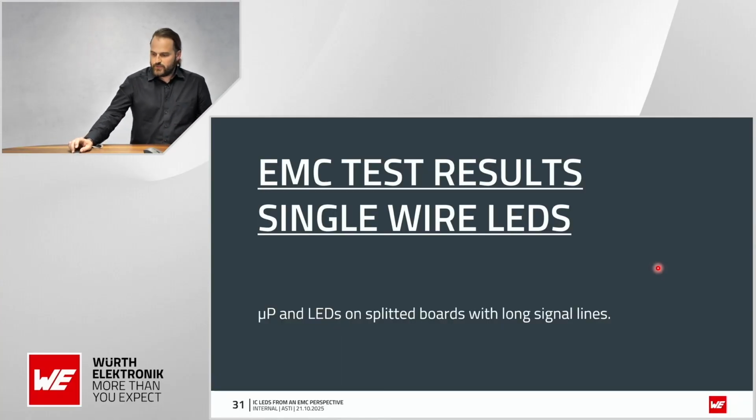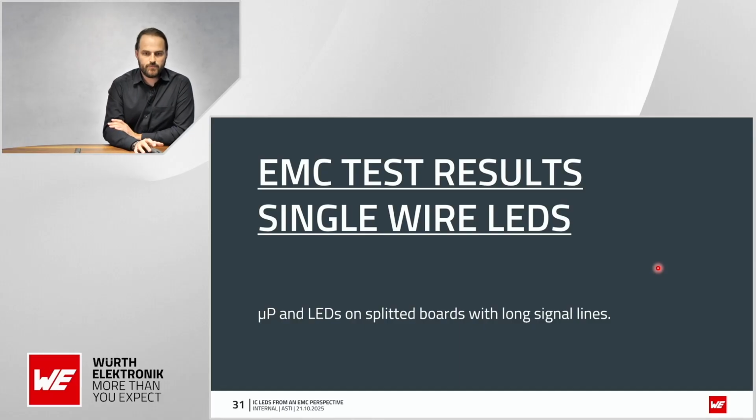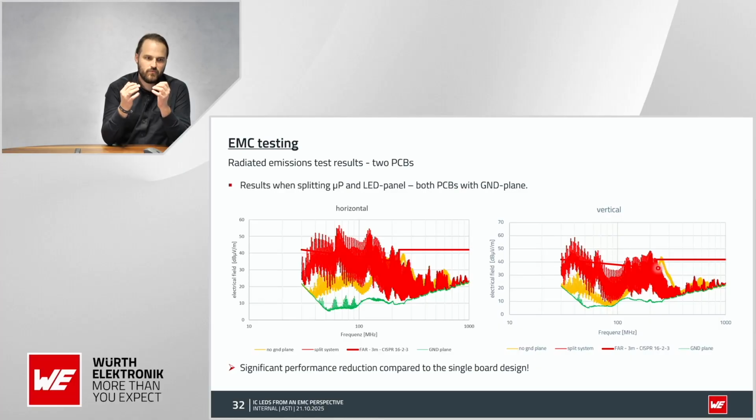Now let's split up the boards and see what happens. As you have seen, when we remove the ground plane, things get worse. We get more emissions and we get immunity issues, and that is the same as what we now expect for the split of the MCU and the boards.